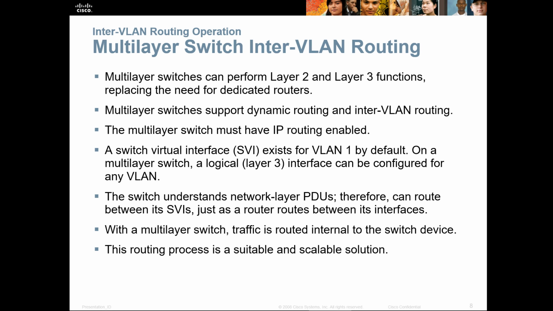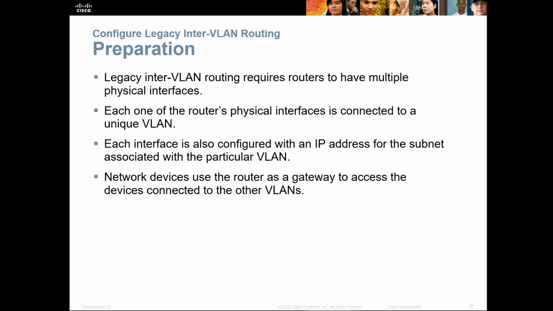The switch would understand a network layer PDU, so that would be a Layer 3 packet. Therefore, it could route between the switched virtual interfaces, just as a router would do. With a multilayer switch, traffic is routed internally on the switch. This routing process is a suitable and scalable solution, no longer being tied directly to a router, because you could have other Layer 3 devices handling it.